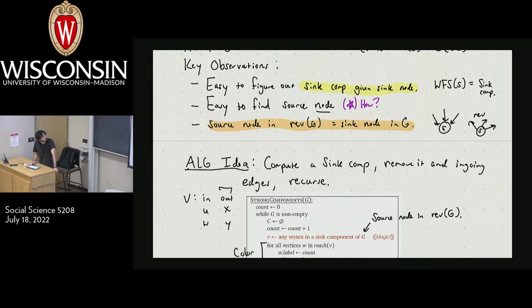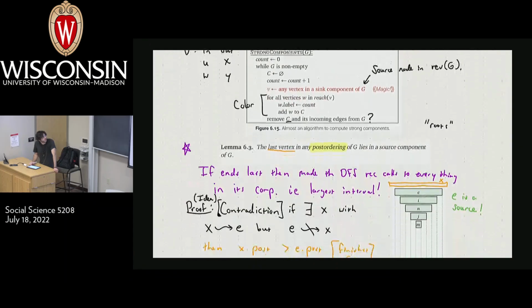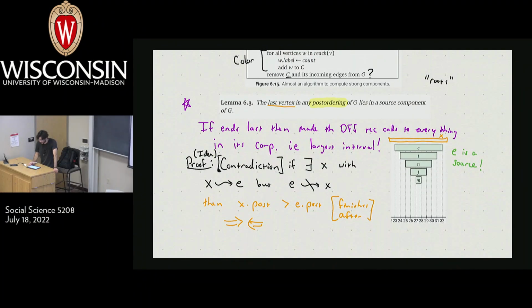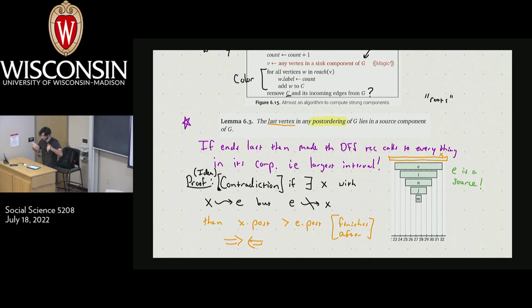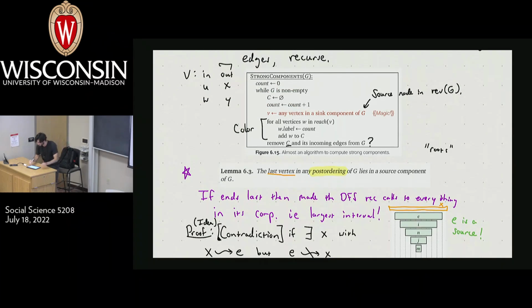So I said we can find source nodes, so how do we do that? This is how we do it. Once again, post-ordering, super useful for no good reason. So the last vertex in any post-ordering is a source node, somehow. So in particular, if you ran a DFS and you just read off the very last node in the post order, that's going to be our source node.